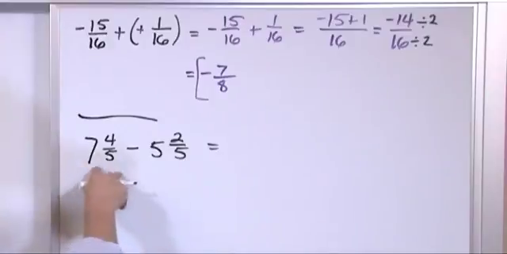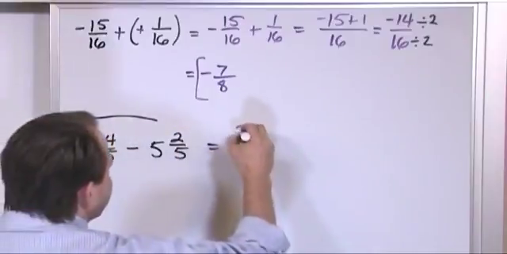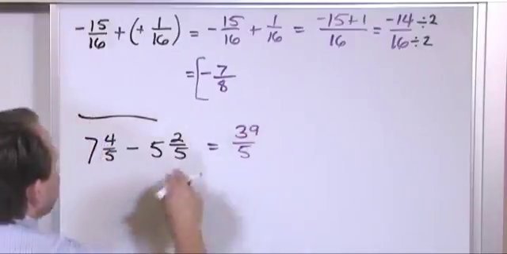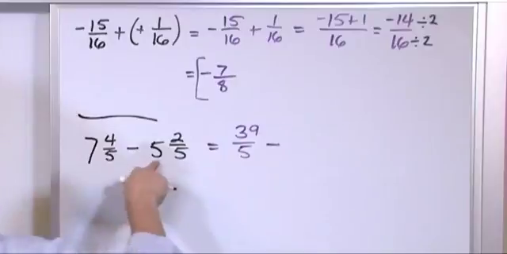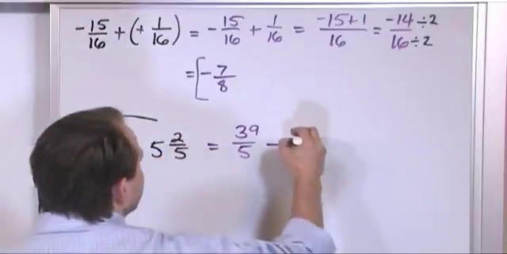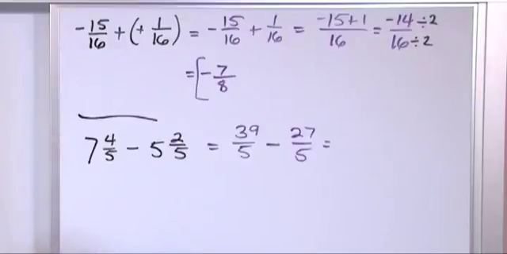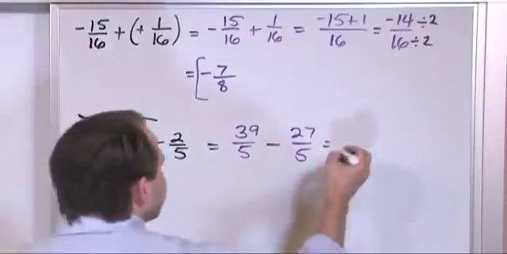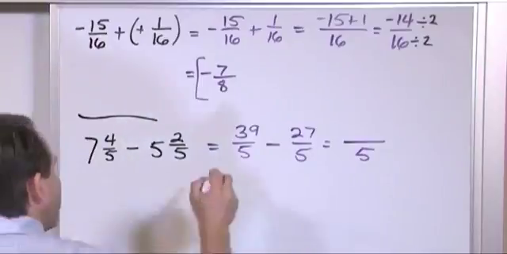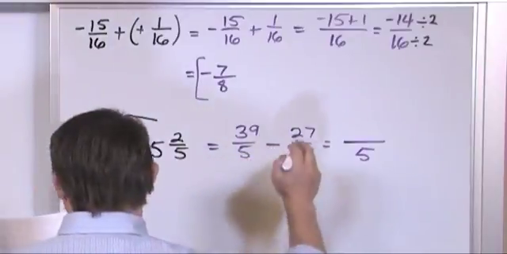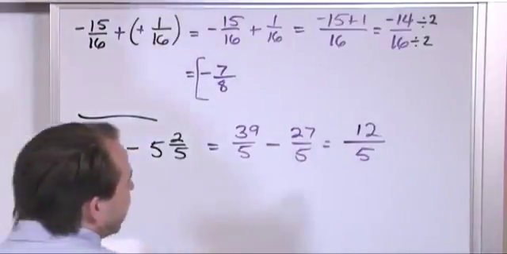How do we convert this? 7 times 5 is 35, plus 4 is 39 over 5, because we're writing it over the denominator, minus 5 times 5 is 25, plus 2 is 27 over 5. So we have 39/5 minus 27/5. The denominator is the same, it's 5, so it stays. What's 39 minus 27? That's going to be 12. So we have 12/5.